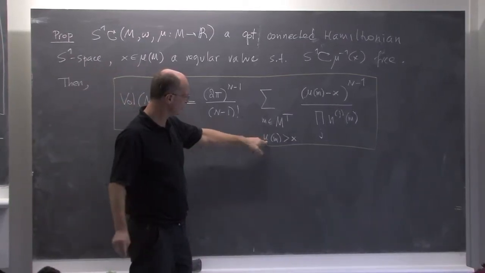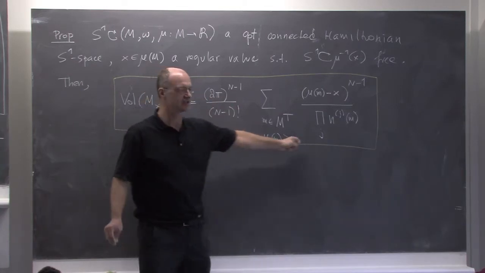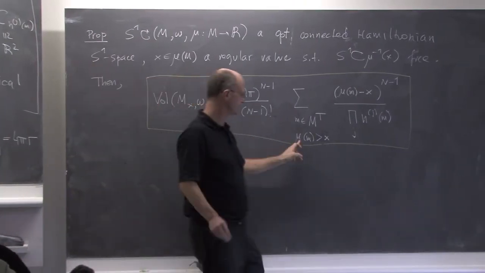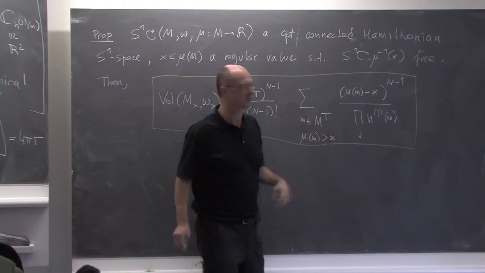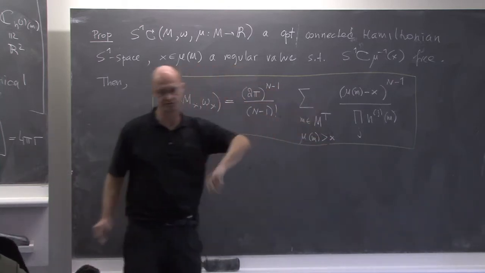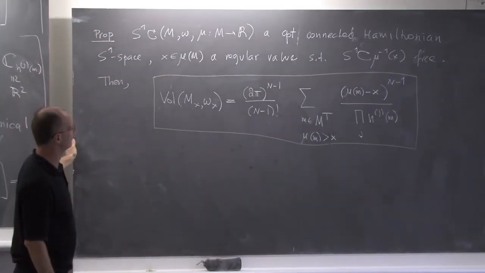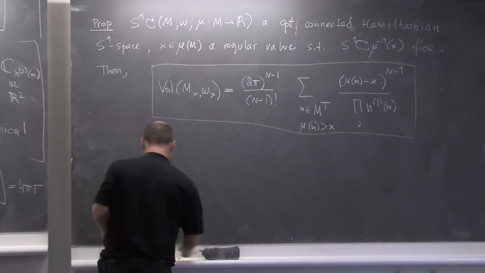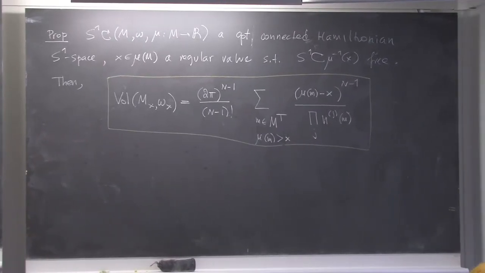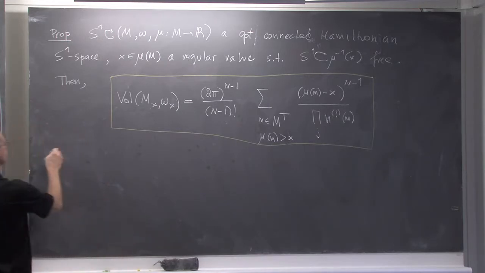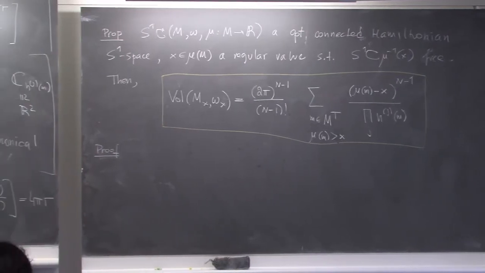And here you see, somehow mysteriously, we only take a sum over the fixed points where the value of the function is greater than x. There is a similar formula. You can rewrite it in terms of the other fixed points, where mu of m is smaller than x. Well, so let's see why this is true. So why is this surprising formula true?